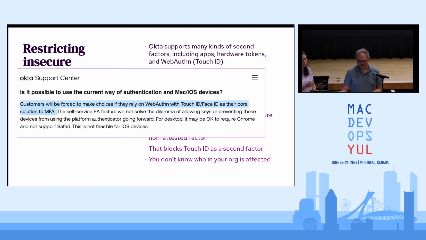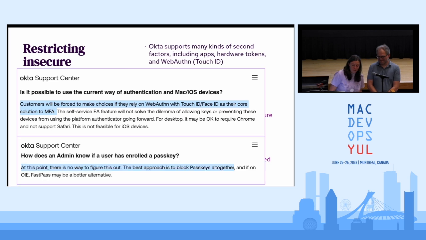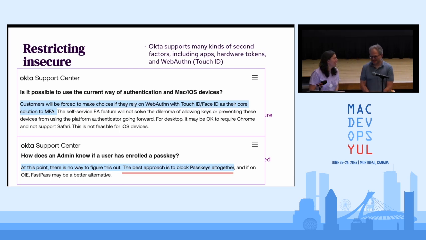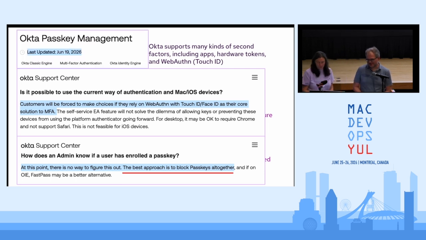So you go in and read some docs. You go to the Okta Support Center, and this is where things become even more wild. Sam and I literally were having an argument about this an hour ago. We were like, does it work this way or not? Because the docs say that if you want to block WebAuthn, then you're also blocking anything like Touch ID. And they actually recommend that you block passkeys altogether. They changed this a couple days ago. So this is about passkey management.